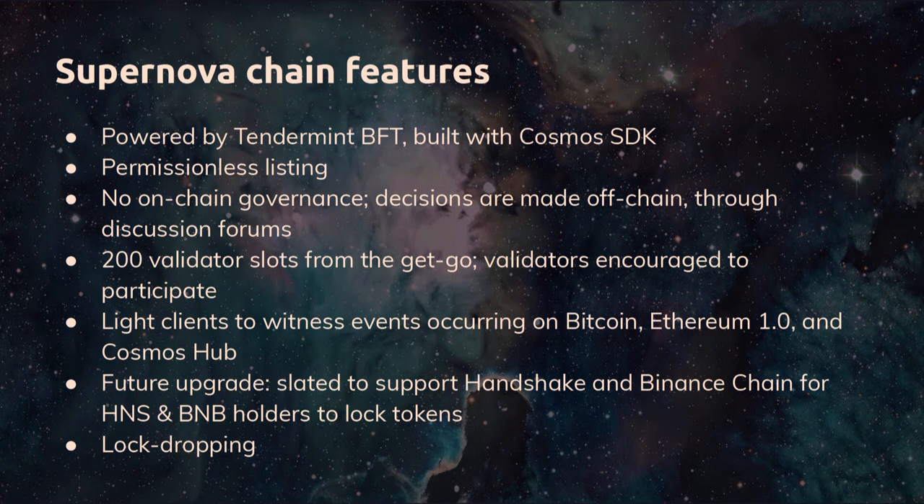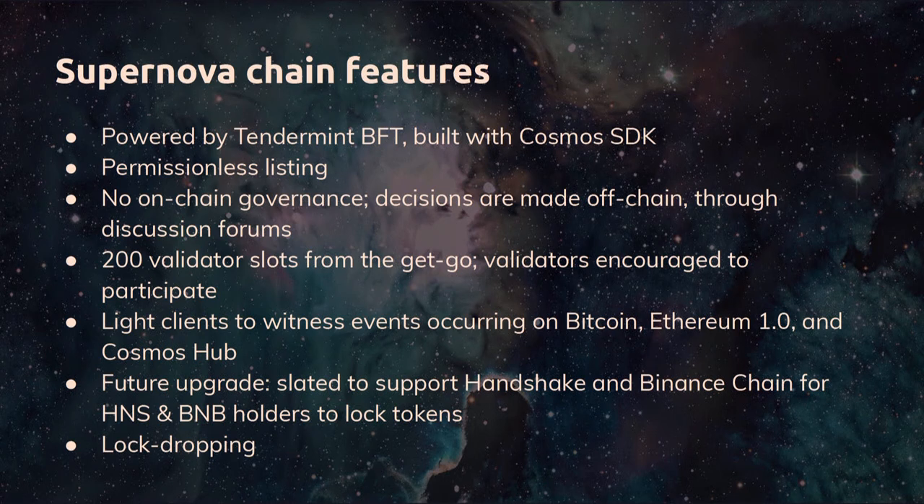So let's go over the Supernova chain features a little bit. It is powered by Tendermint BFT. It is built with the Cosmos SDK. Again, it is a permissionless listing for projects to go through Supernova. There is no on-chain governance, and that is because I want to divorce token voting from the security of the chain.